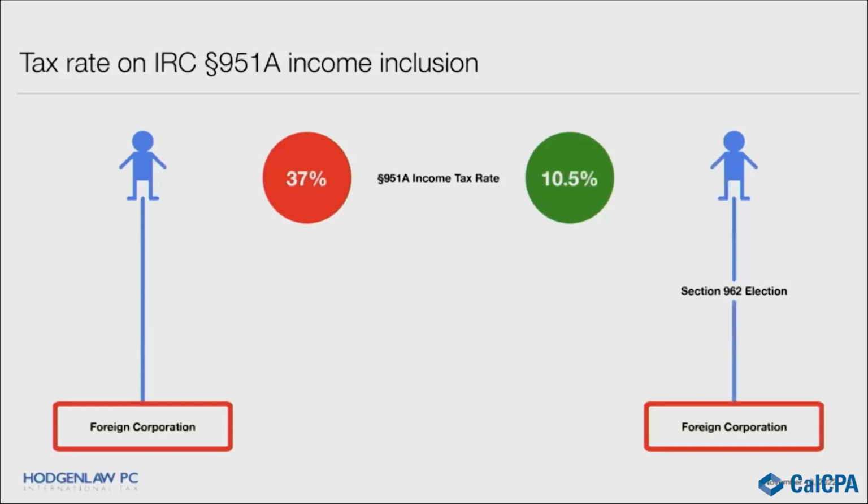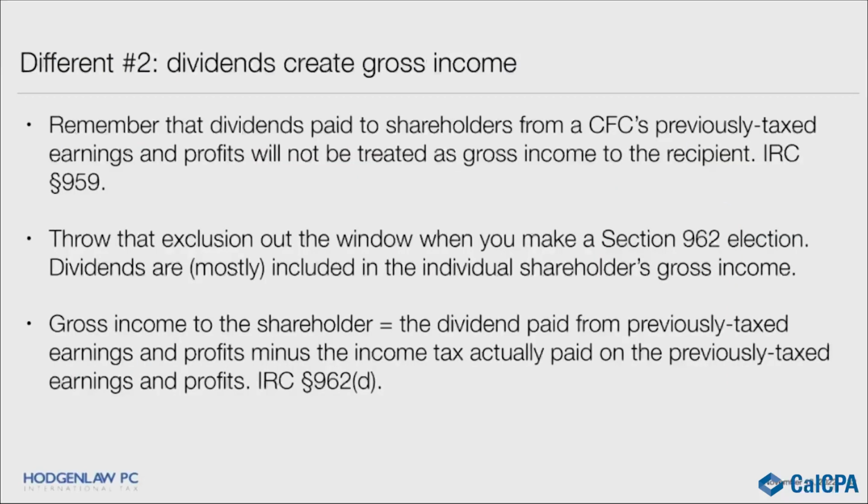So here's my little comparison. I'm going to be building this all the way through so you can see the pluses and the minuses. Green is good, red is bad. So tax rates, much better if you make the section 962 election. Second thing is dividends, if you make the section 962 election, will be included in your gross income. This section 959 thing that we were relying on before to exclude the dividend from gross income, you throw out the window. You include most of the dividend as gross income to the shareholder. And that's just the way it's going to go.